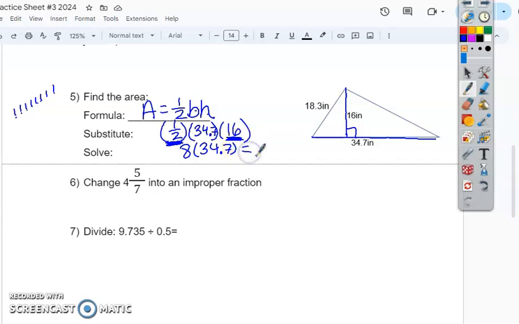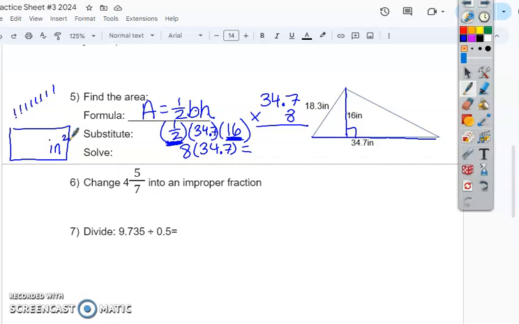Your job is to multiply these two numbers. Do not line up decimals because we are multiplying. You're going to count them over. You'll make me very happy if over here in the box you have inches squared.